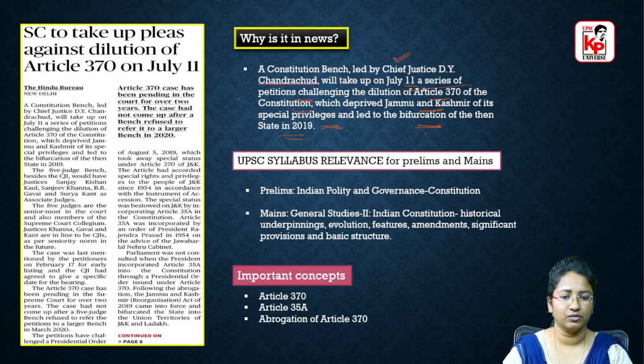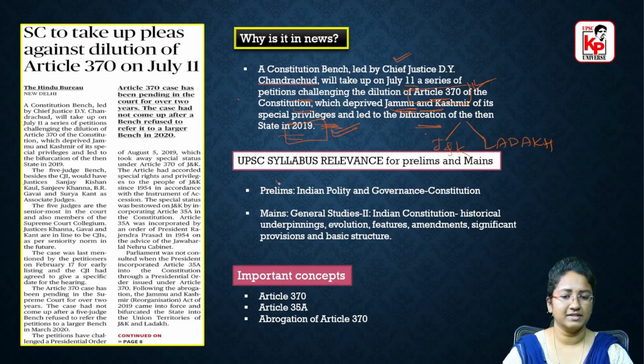First of all, we have to go through the background of Article 370. We have to know the details of Article 370, the background of its introduction and its dilution back in 2019. So the year is also important, it is 2019, and the article number. This deprived Jammu and Kashmir of its special privileges. We'll discuss the special privileges that were given to Jammu and Kashmir according to Article 370, and then how it led to the bifurcation of the then state of Jammu and Kashmir into the Union Territories of Jammu and Kashmir and Ladakh.